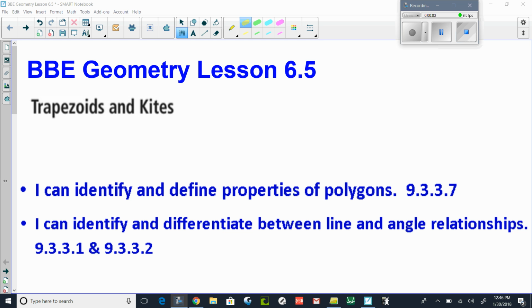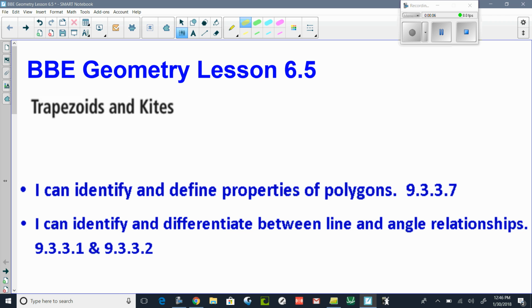All right. Lesson 6.5 is going to take a look at two shapes that we've spent some time talking about, but we're going to focus specifically on trapezoids and kites. Just a quick review. Remember that a trapezoid is a shape formed by having one set of parallel sides. So if I have one set of sides parallel like so, with two intersecting or connecting legs, that's referred to as a trapezoid.